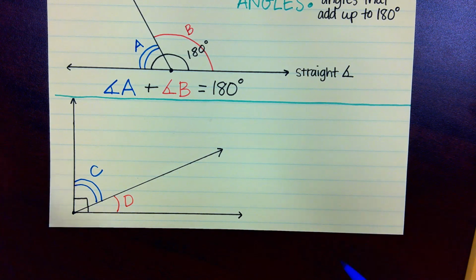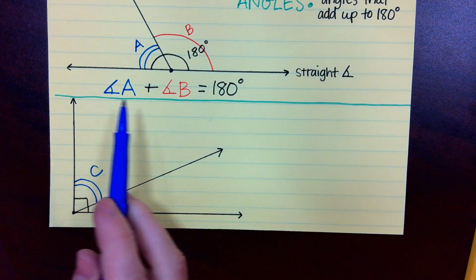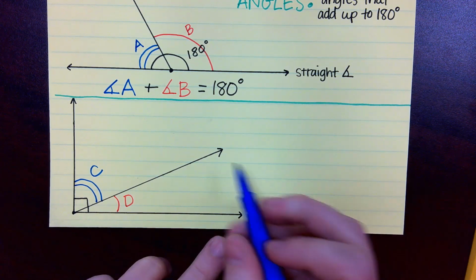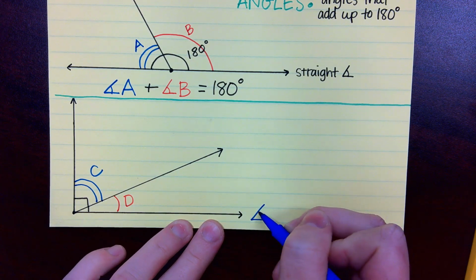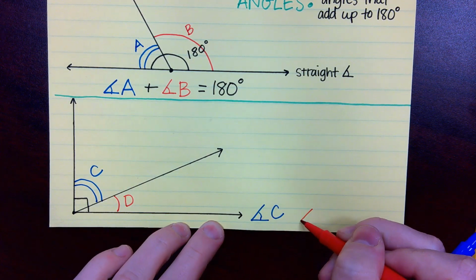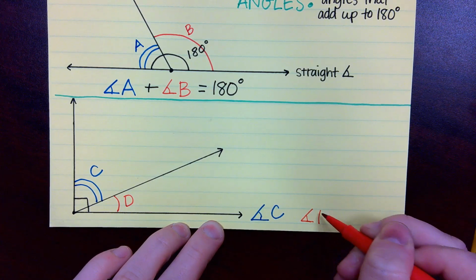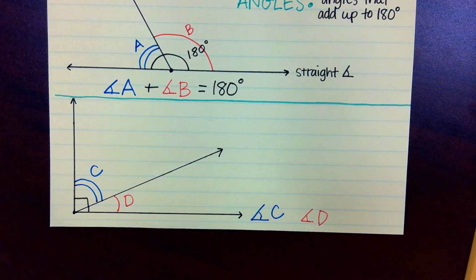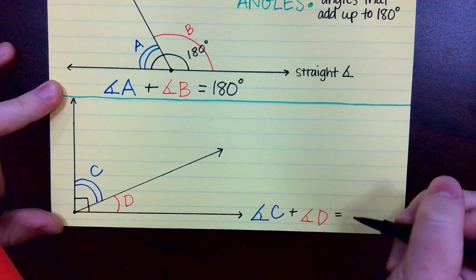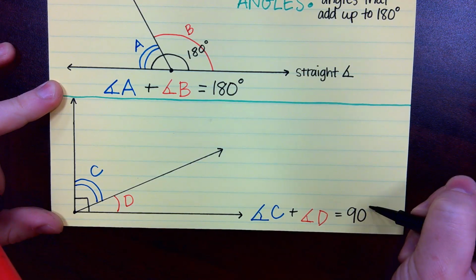We're going to write a similar statement as we did above. Angle C plus angle D equals what? 90 degrees. Very good. So angle C plus angle D equals 90 degrees.